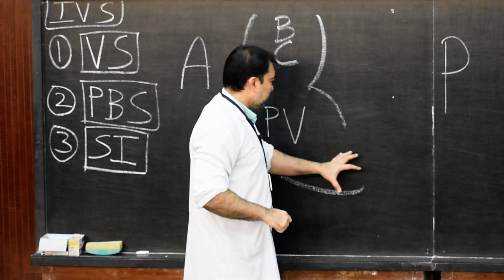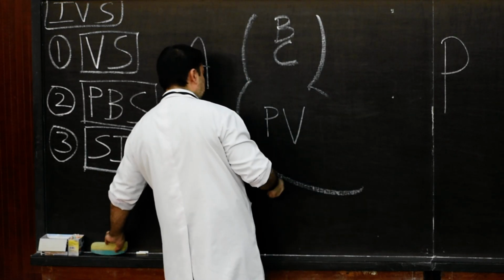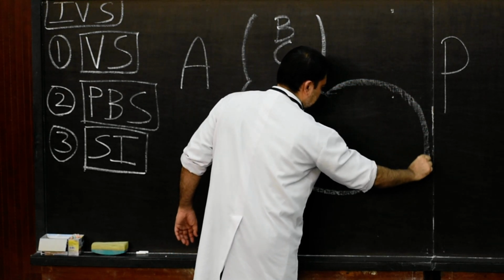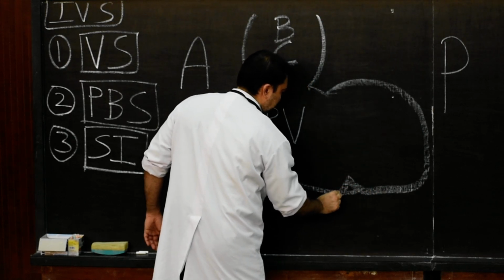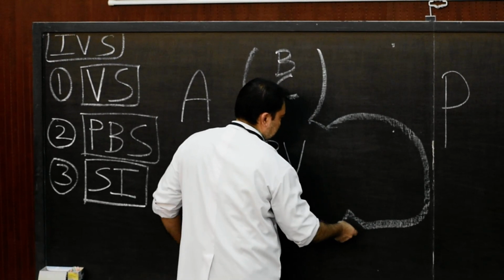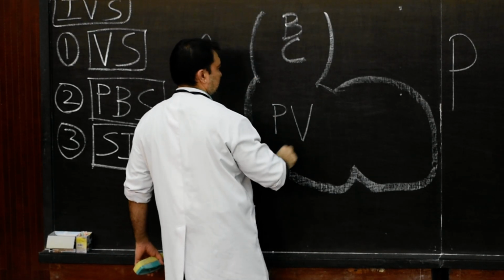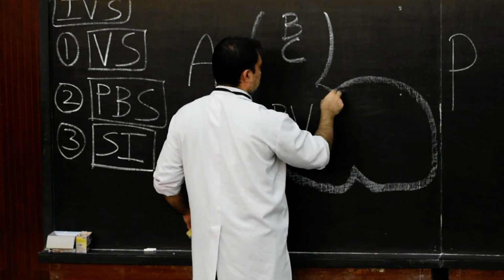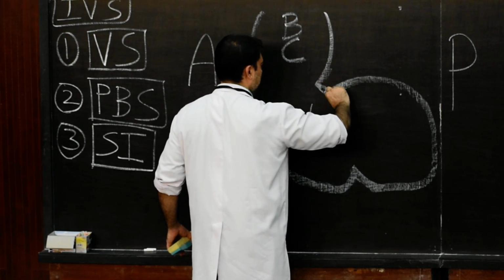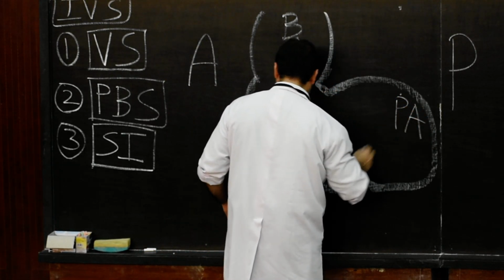Dorsal to it will be the primitive atrium. So just dorsal to it, we draw the primitive atrium. And here we'll just cut off this margin. This is the exact cutoff margin, and this will extend here till this point. So now here we can name this as primitive atrium.